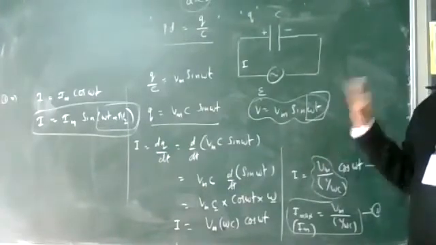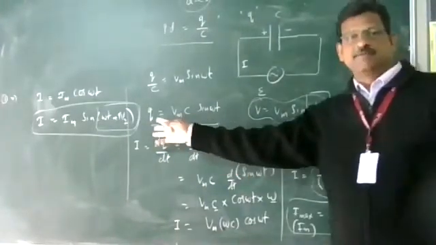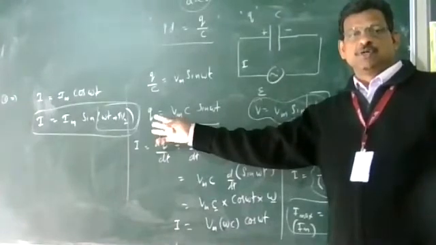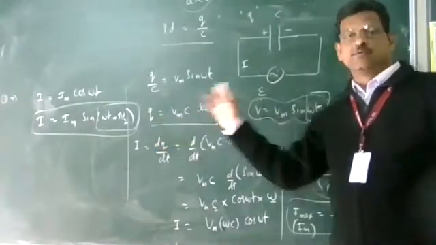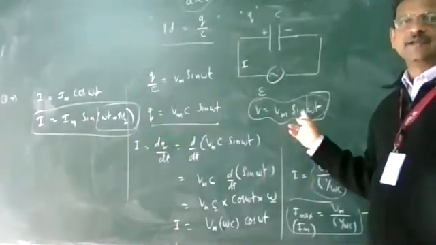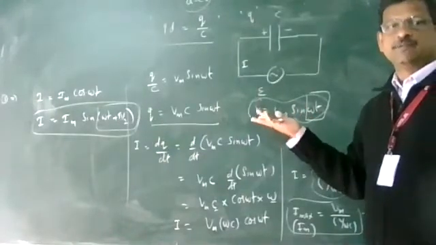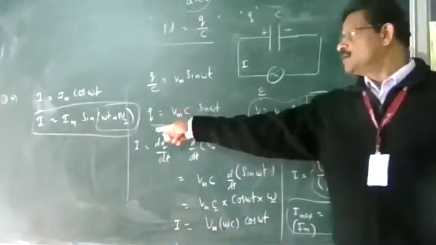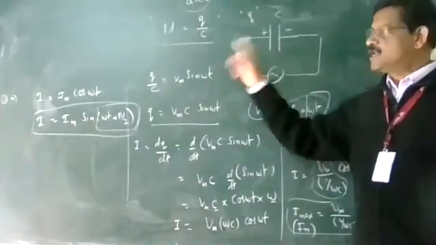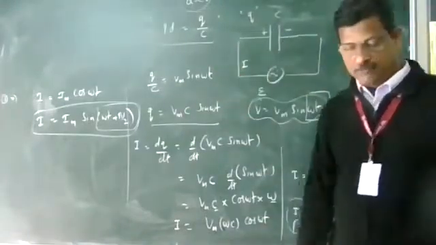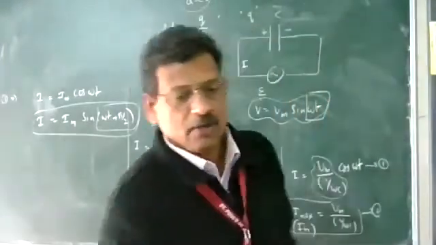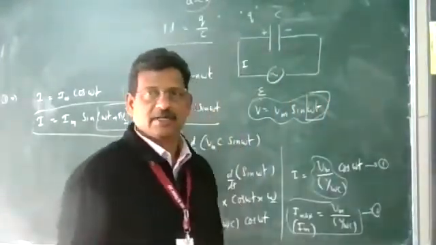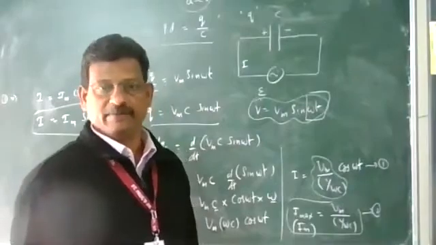So which one has the larger phase angle? The current has the larger phase angle. So the current is leading the voltage by an angle of 90 degrees. The phase difference between voltage and current in a capacitor is 90 degrees. This is very important. Now we will see the variation of current with time as well as the phasor diagram.